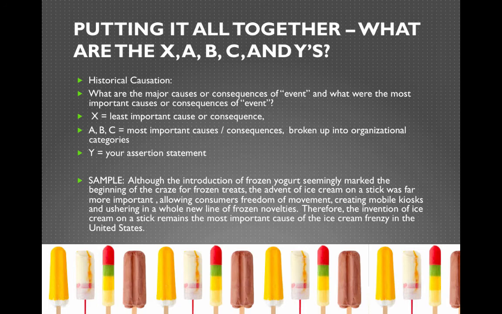So if we've got historical causation, the major causes or consequences, what were the most important, again, in your sample, although the introduction of frozen yogurt seemingly marked the beginning of the craze for frozen treats. Okay, so some people think, yes, it's frozen yogurt. You're going to show that the advent of ice cream on a stick was far more important. And you're going to look at these 3 things. It allows consumers freedom of movement, so you'll find some examples of that. You'll find some examples of creating mobile kiosks, ice cream trucks, and then you'll usher in a whole new line of frozen novelties and all the things that come from the ice cream on a stick.